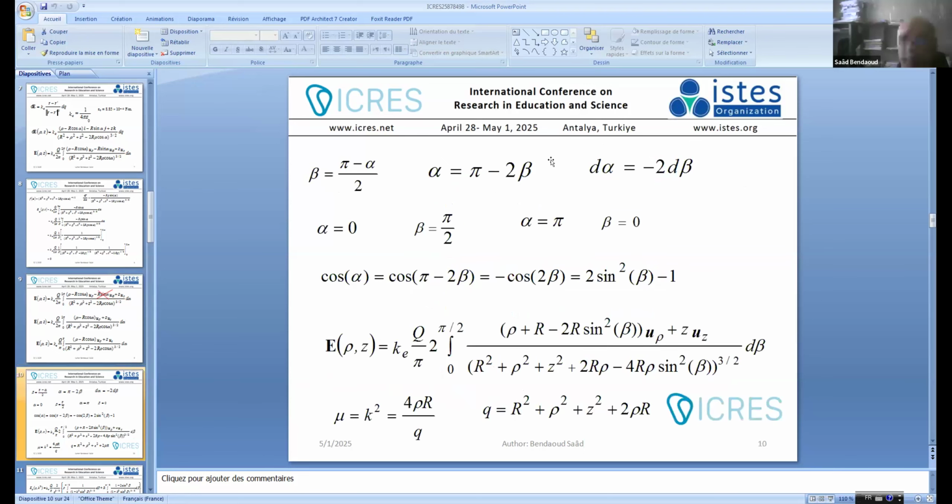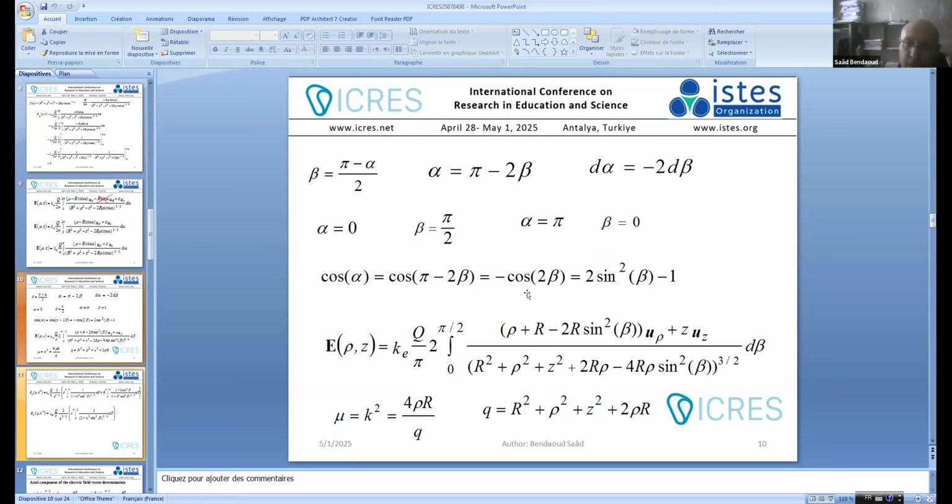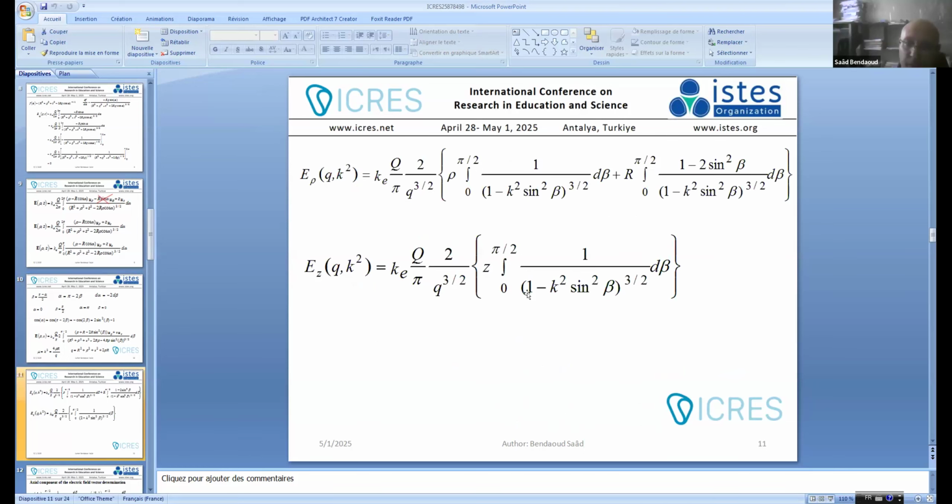We find this form. We make mu equal to k squared equal to this quantity here, and where q equals r squared plus rho squared plus z squared plus 2 rho r. And we continue the calculation. We found this expression. And we must now calculate this component, the radial component, and the axial component.